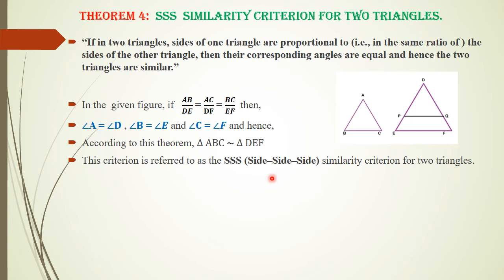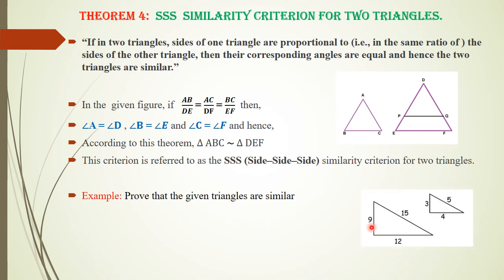Now let us understand this with an example here. Two triangles are given and we are asked to prove that these two triangles are similar. You can see that the side with 9 units is in proportion with the side with 3 units. The 12 units side is proportional with the side of 4 units. The 15 units side is proportional with the 5 units side.